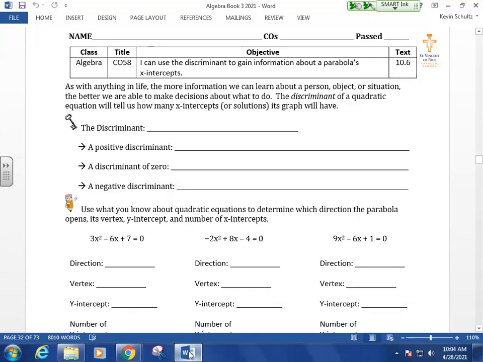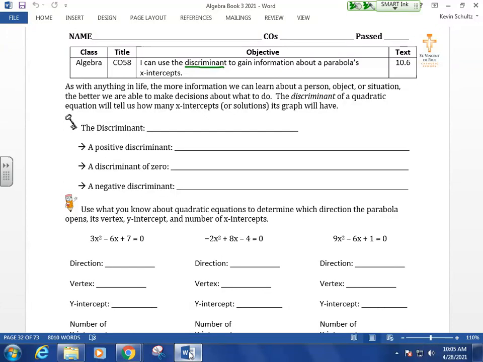We are going over CO58, which is using what's called the discriminant to gain information about a parabola's x-intercepts. So far, this unit has mostly been, what can we figure out about a parabola? It all started with CO53 when we talked about the minimum and maximum points and the axis of symmetry and all that. We then went to graphing them. We went to solving them. Last objective 56 was using the x-intercepts to find the equation. This is kind of a nice summary of a lot of that stuff.